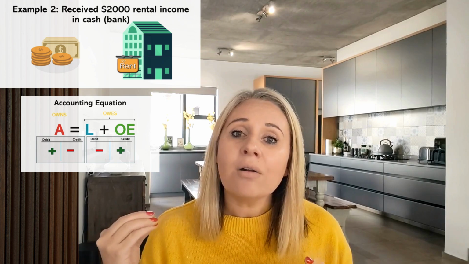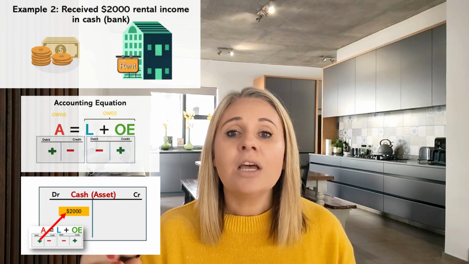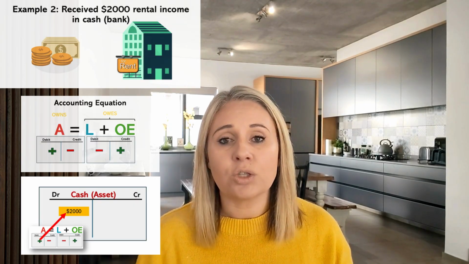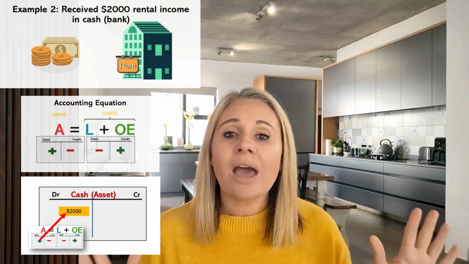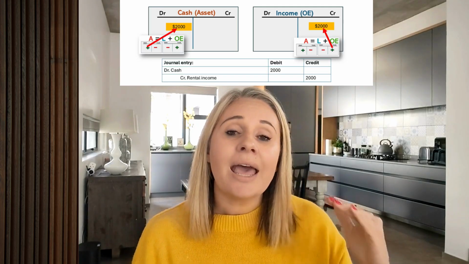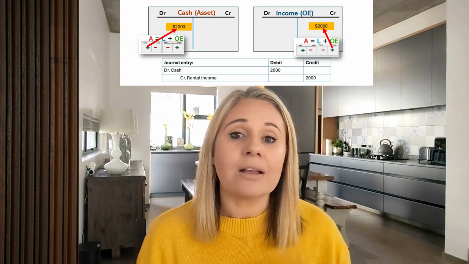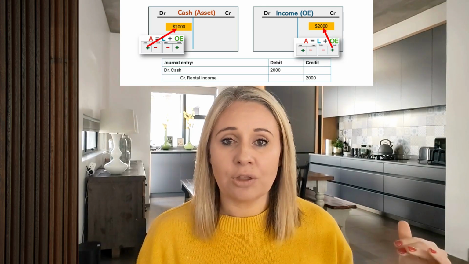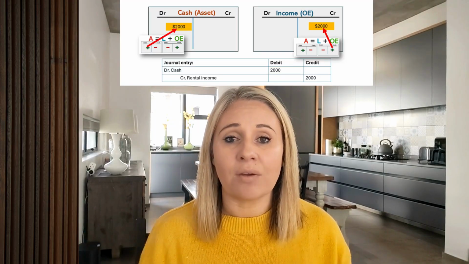What other account is being affected by this transaction? Our bank balance, because we have now received this money. We received the rental income, so our bank balance has increased. Bank account is an asset. On which side does it increase? It increases on the debit side, and so we will debit the bank account with $2,000. And there we have our double entry, a debit to the bank account of $2,000 and a credit to the income account, being our rental income, of $2,000. So we have a debit for every credit.